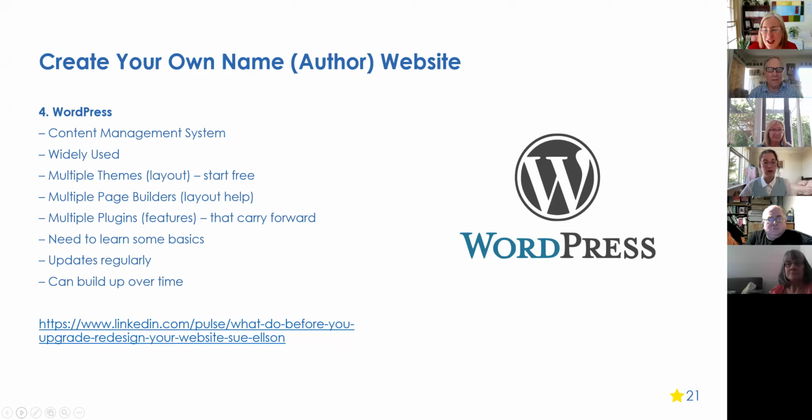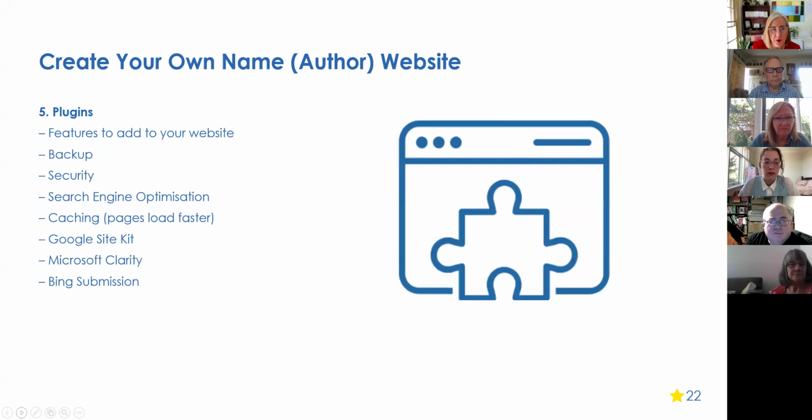So WordPress is a content management system. It's widely used. There's multiple themes or layouts that you can use. Start off with a free one. A page builder will help you have extra features that you can use. So I use Elementor as my page builder, and plugins allow you to put in contact forms and backup and security and so on. So you will need to learn some basics. It does update regularly and you can build it up over time. And then there's this article here on what to do before you upgrade or redesign your website.